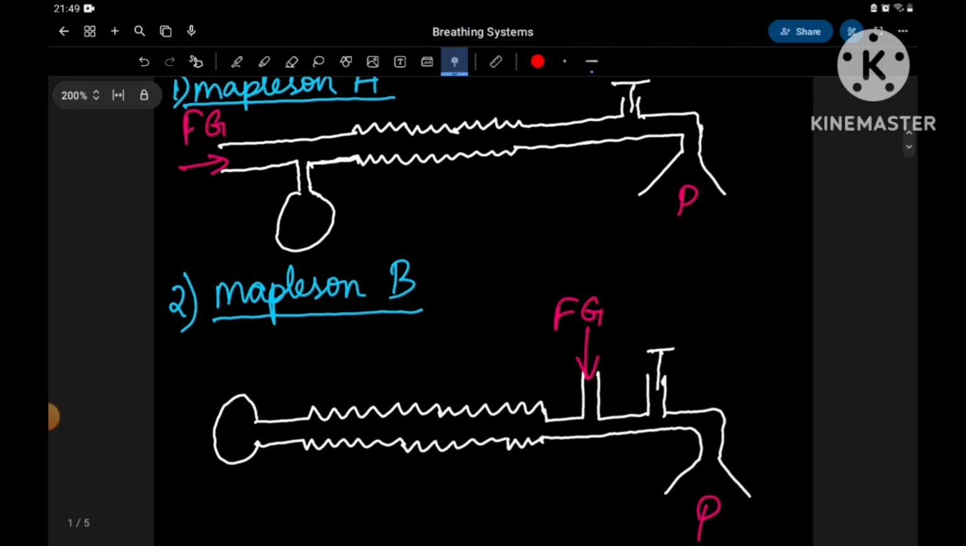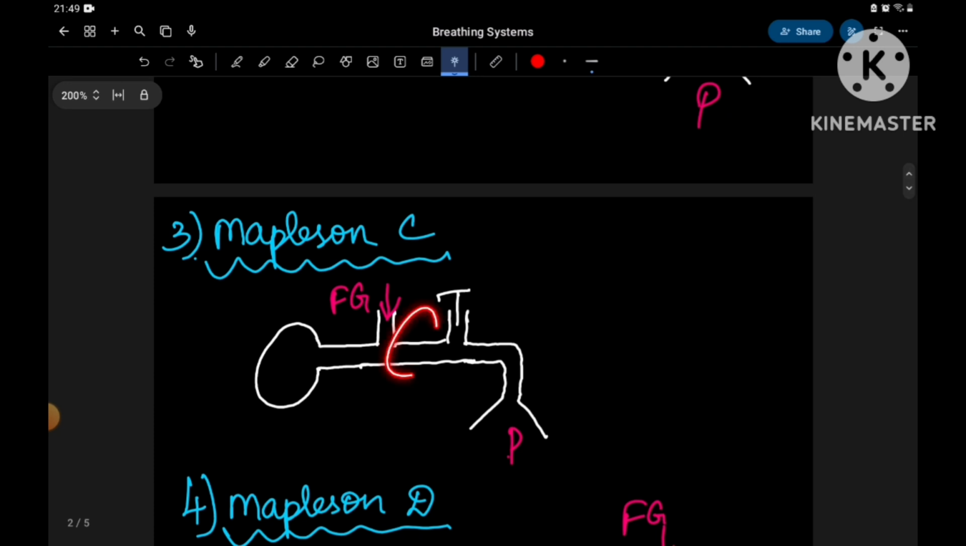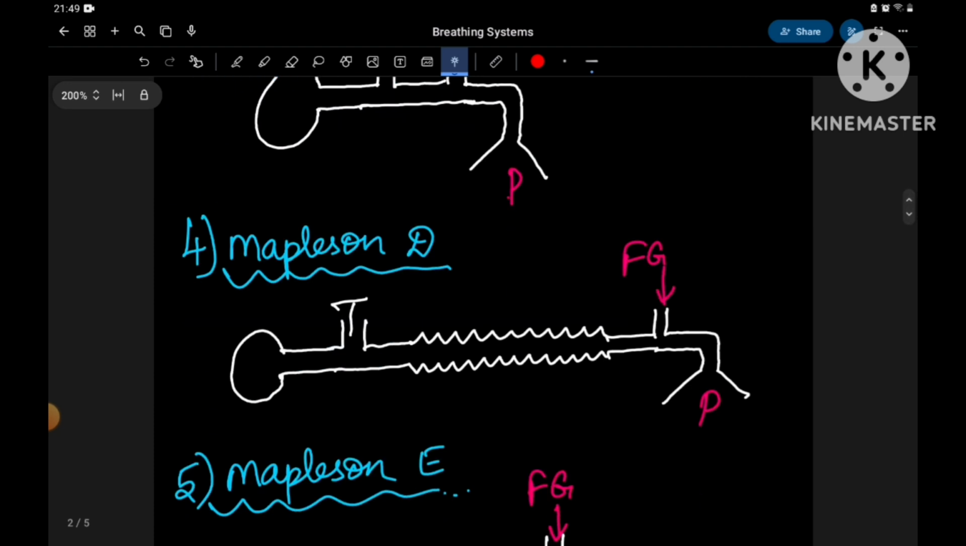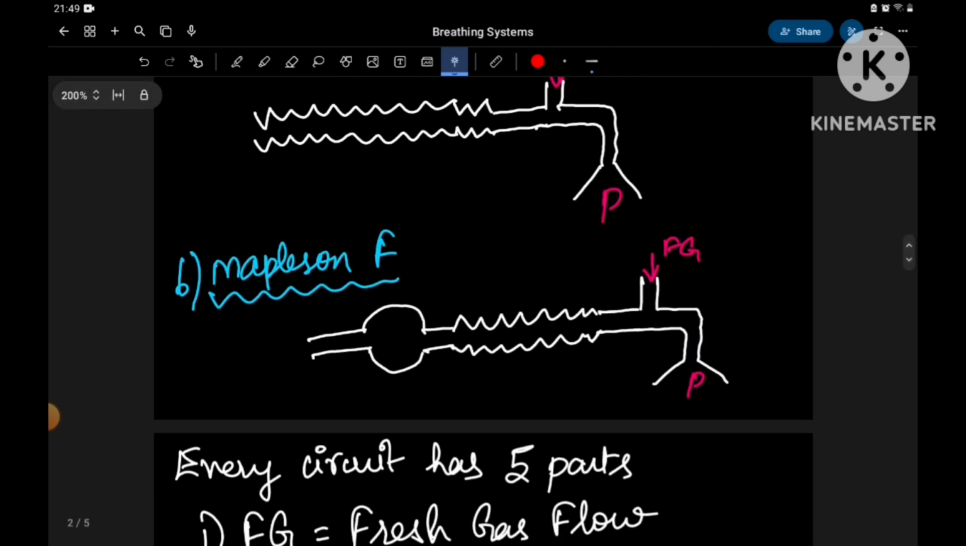Mapleson B, the fresh gas flow is far away, but here you can see that fresh gas flow is near the patient end. But let's not use that for identifying. I'll say at the last how to identify A, B, C, D. See, you can see that there is no corrugated tube. Mapleson D, you can see that the APL valve is far away. Mapleson E, there is no reservoir bag. Mapleson F, you see there is a reservoir bag but no APL valve.